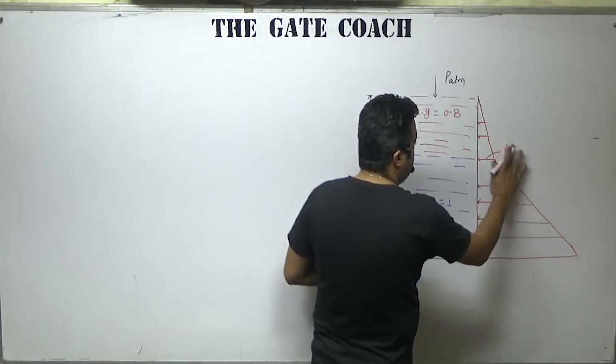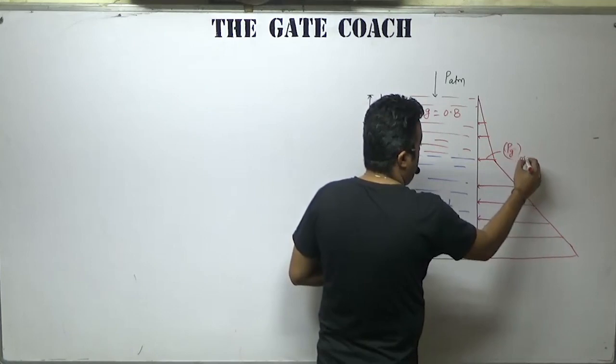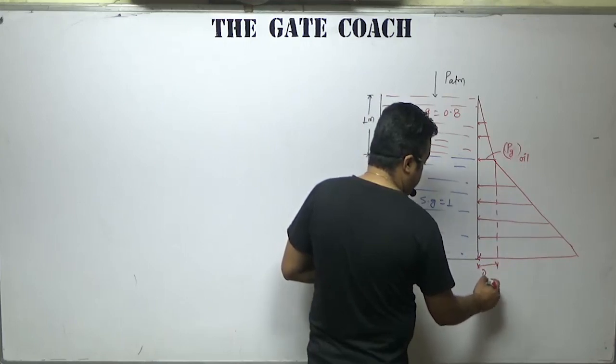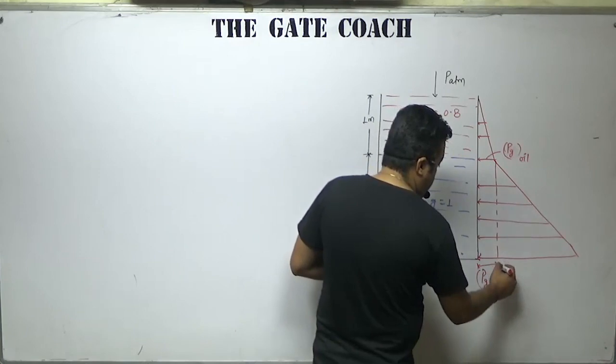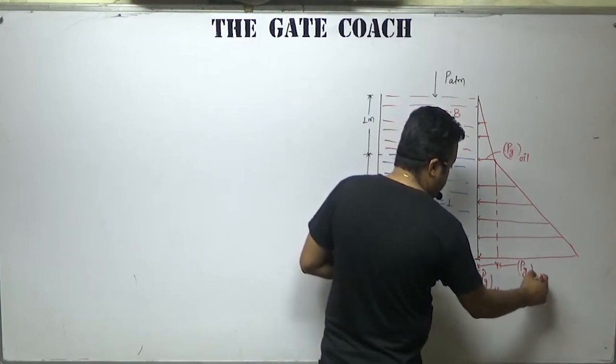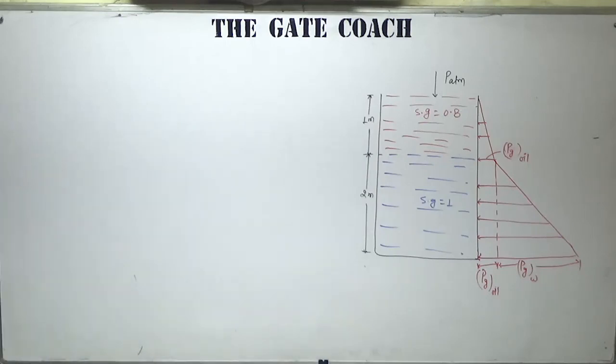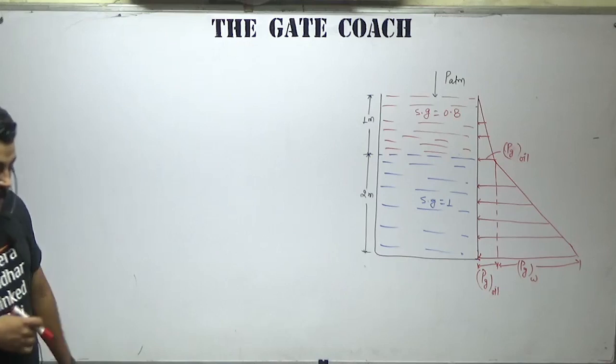So this is P gauge oil. It will remain constant throughout the water here. This is P gauge water. So what is the gauge pressure at the base? 27468 Pascal, in terms of Pascal. What is the water head for this gauge value? 2.8 meter of water. For the gauge pressure at the base, the water head will be 2.8 meter.